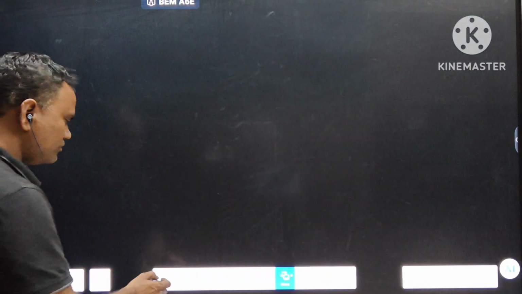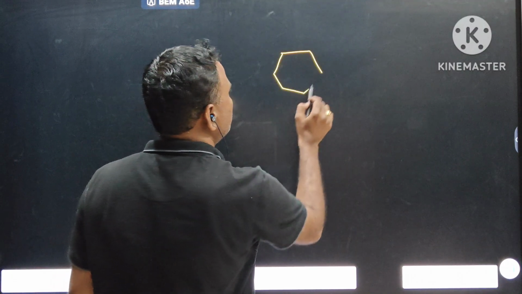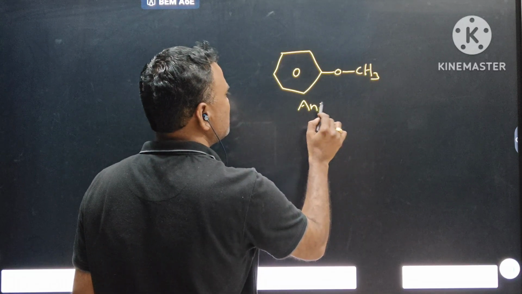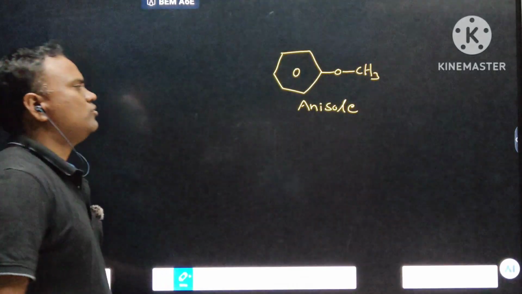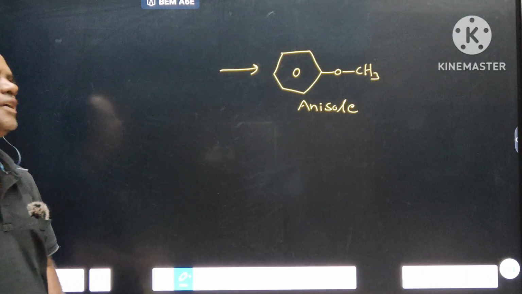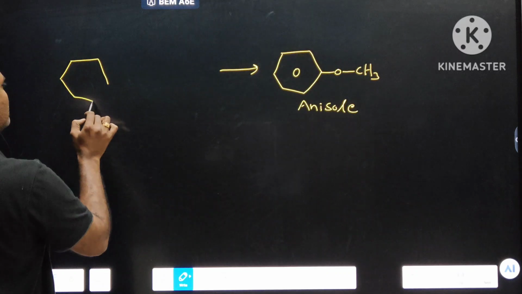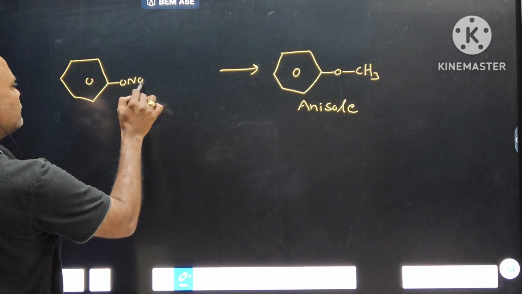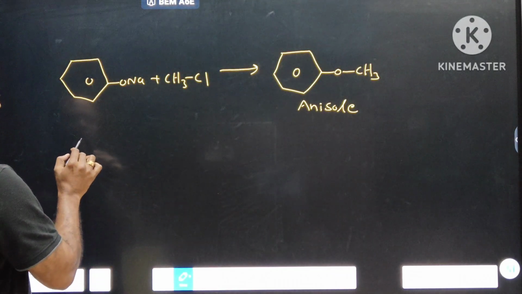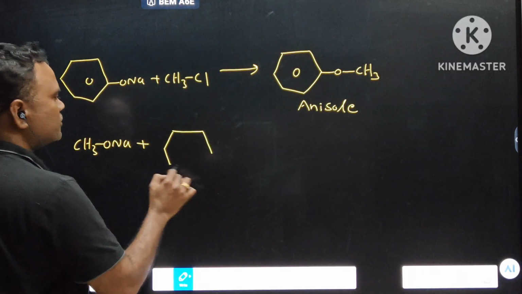Now, look at this very important product. Its name is anisole. Very important. To prepare anisole, what reactants do we have to take in the Williamson's ether synthesis? How to get anisole? See, if I take like this, CH3Cl, or if I take like this, I will get anisole, no doubt.